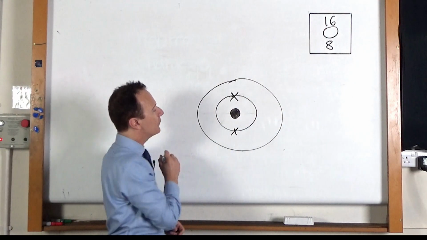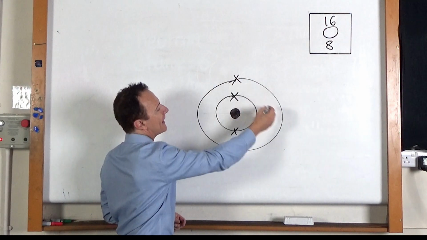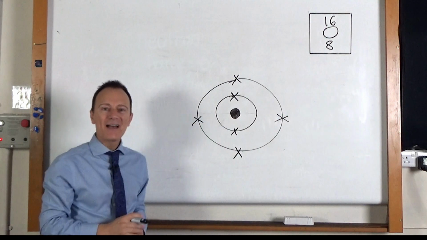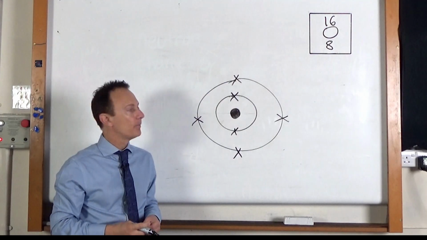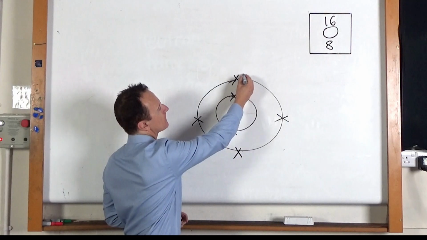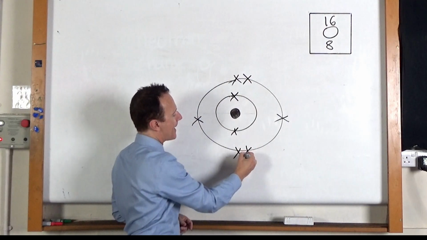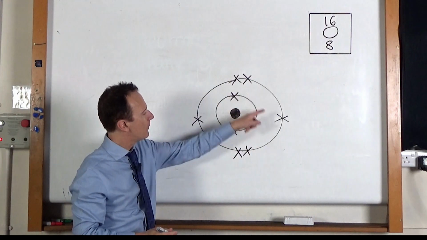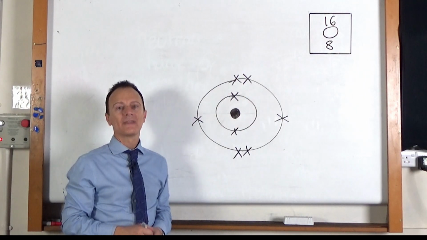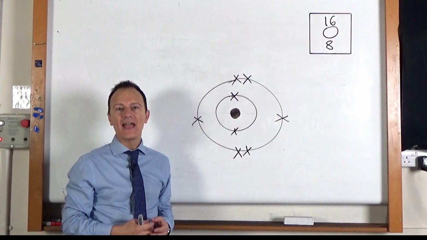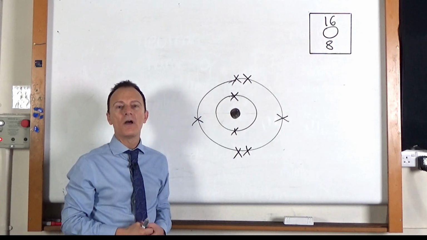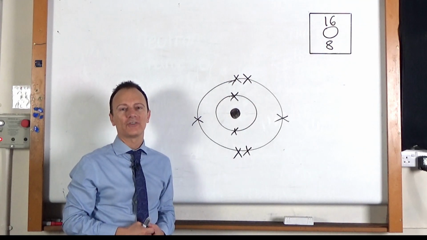So I need to start a second shell. The first 4 electrons we place separately, and then after that we're going to double up with the electrons. So far I've put 6 on, we need 8 altogether. So I'll put another 2 there. So we've got 1, 2, 3, 4, 5, 6, 7, 8 electrons altogether. Now, like I said before, if you need any help with this, head over to my C1 playlist and there's a whole video about how to draw electronic structures.